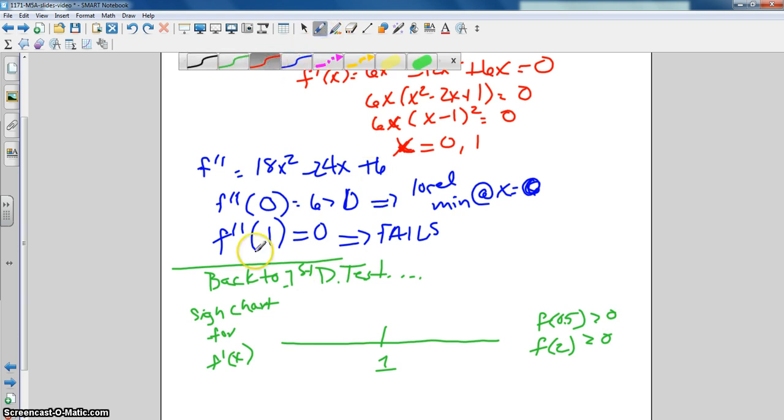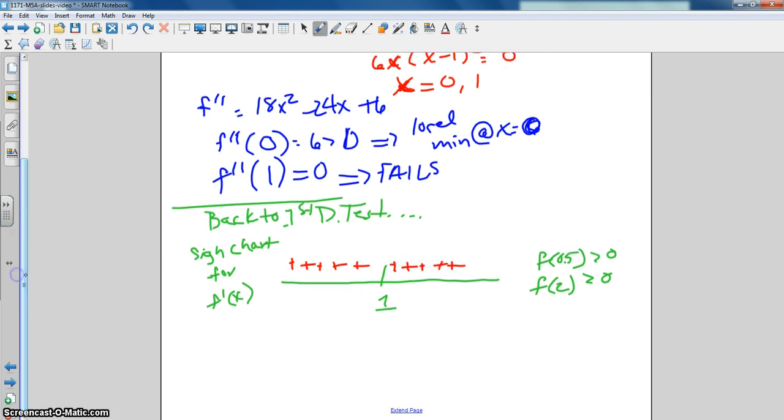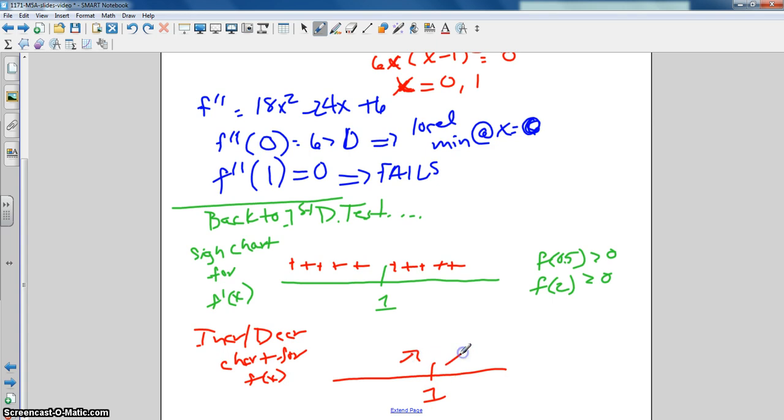So my sign chart looks like this. Positive on both sides, meaning that if I make an increasing-decreasing chart for f of x, at 1 it's going to be increasing on both sides. So this is actually a saddle point. So the end result: there is only a local min.